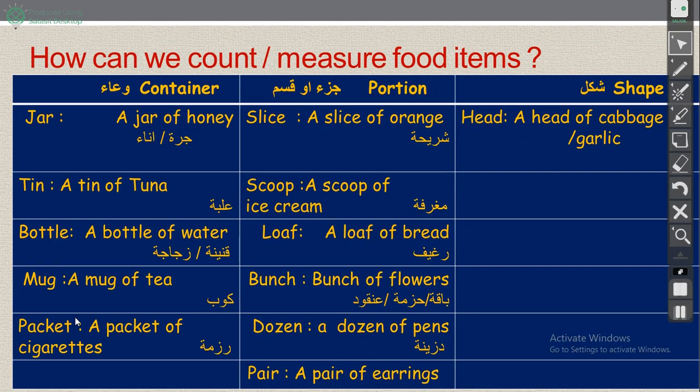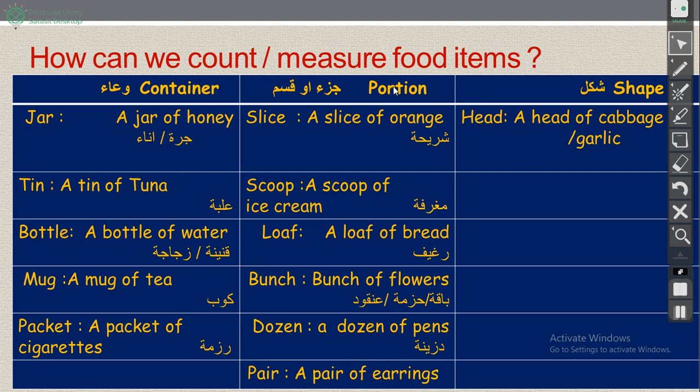And number five, we have bucket. A packet of cigarettes, for example. رزمة. A packet of cigarettes. Cigarettes, سجائر. Okay? A bucket of cigarettes. This is how we can count or measure food from the container, or from the portion, or from the shape. Okay? These are examples, أكيد.